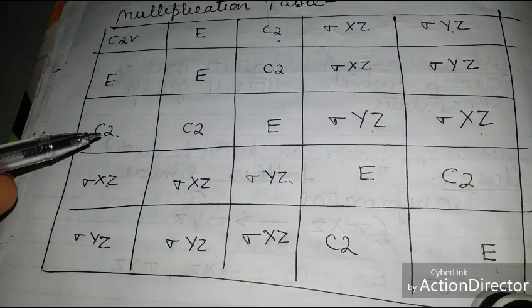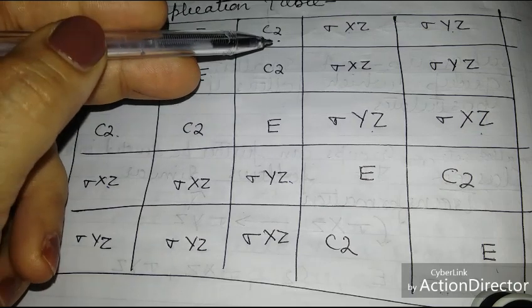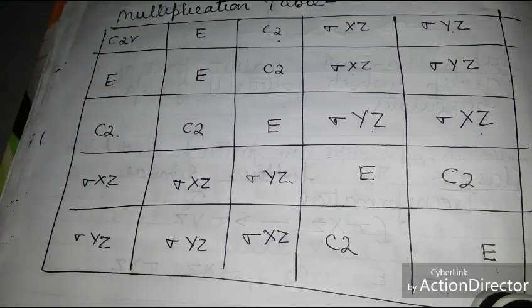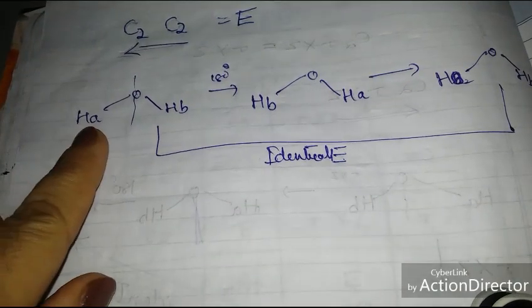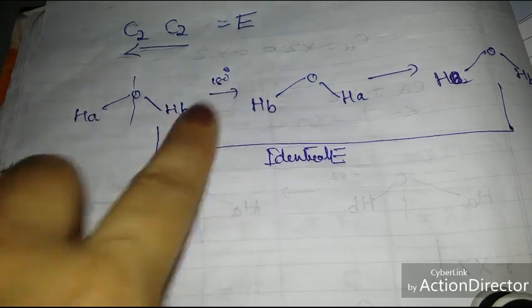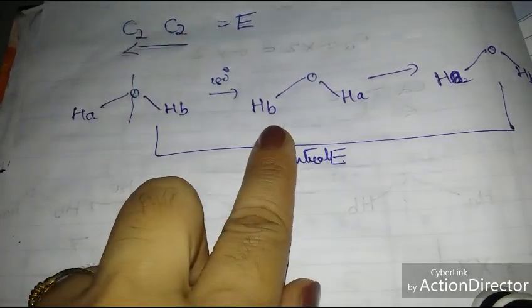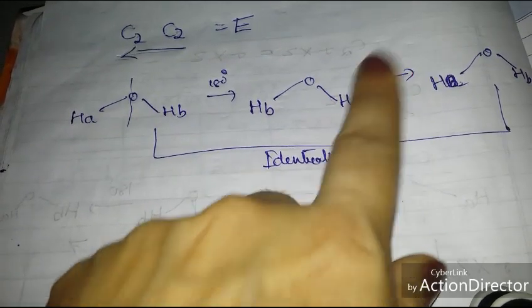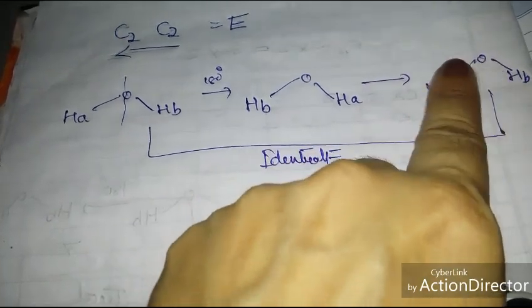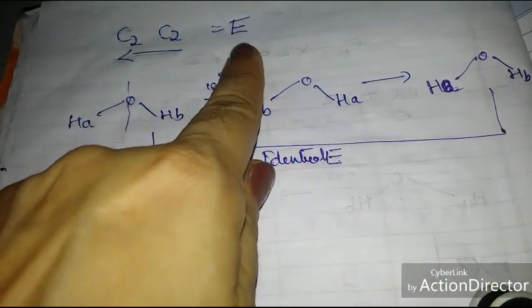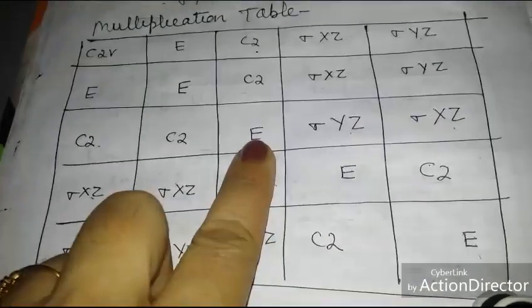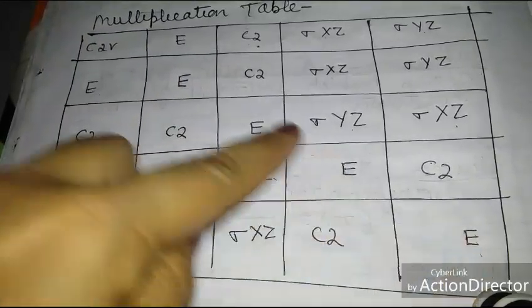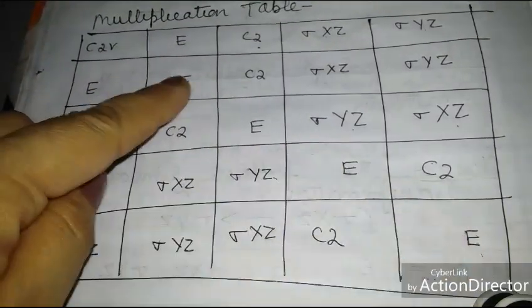Now let us come to C2. C2 and C2 will be giving you what is known as identity E. Now let us do it. I am taking a water molecule. I am giving 180-degree rotation. It will flip to HB O HA, and then again I am giving 180-degree rotation. You will get HA O HB. Now these two are identical, so this is nothing but the identity. That is why I have written here identity. Just to remember it, you can write diagonally also. You have to write it is E.